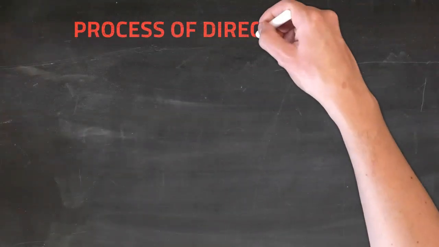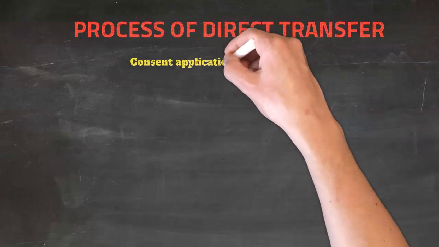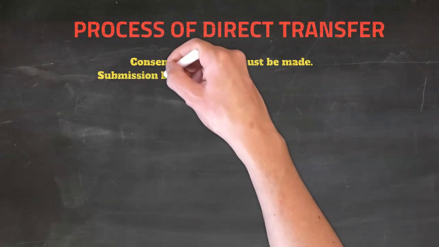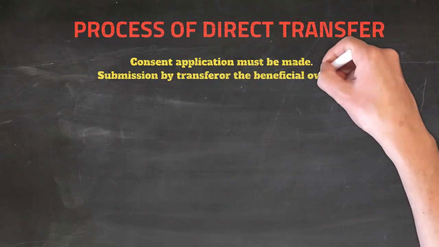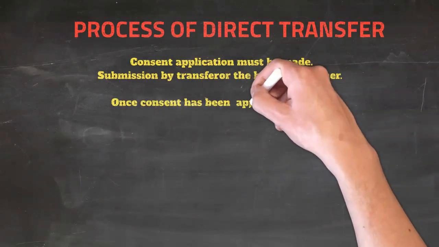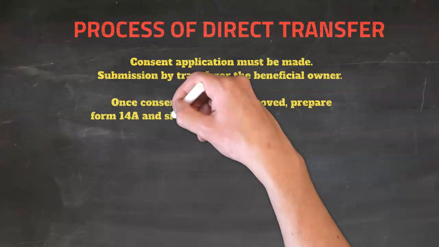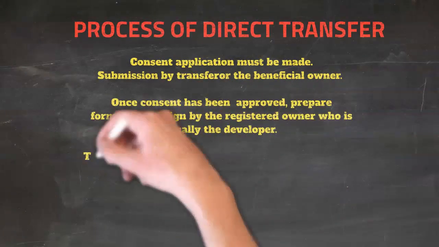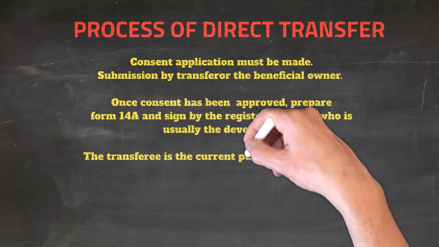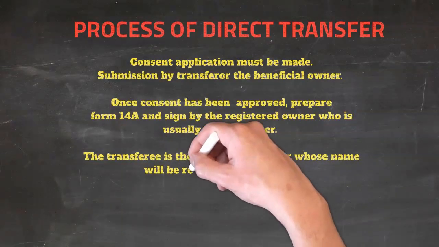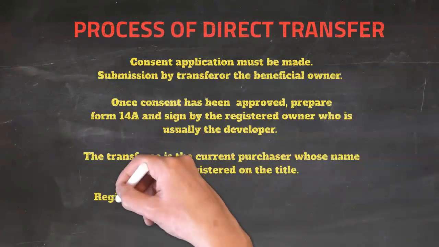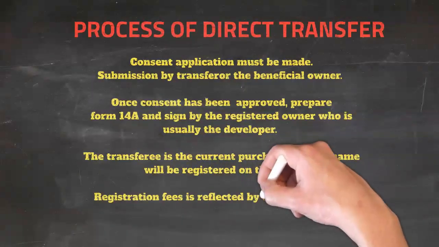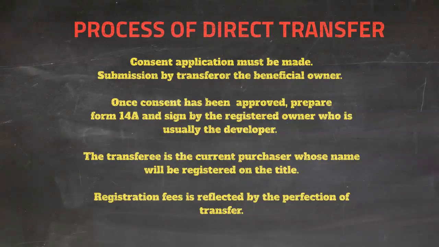Process of direct transfer. Consent application must be made and submitted by the transferor, which is the beneficial owner. Once consent has been approved, the Form 14A is prepared and signed by the registered owner, who is usually the developer. The transferee, which is the current purchaser, will have the name registered on the title, and registration fees are incurred reflecting the perfection of transfer.